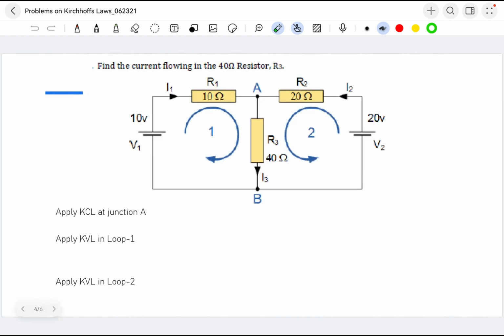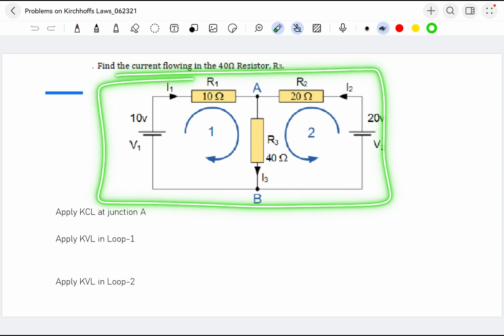Let's do a problem. Look at the problem. We have to find the current that is flowing in the 40 ohm resistor R3. So total 3 resistors are given: R1 10 ohm, R2 20 ohm, R3 40 ohm. And 2 batteries are given. One battery voltage is 10 volts, another one 20 volts. 2 voltage sources are given. It is connected like this.